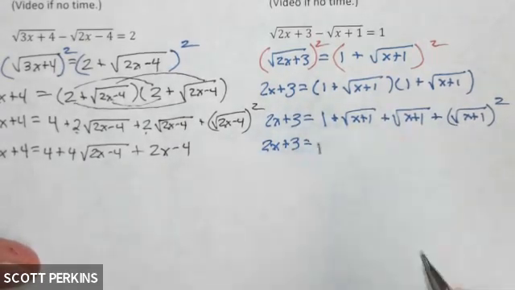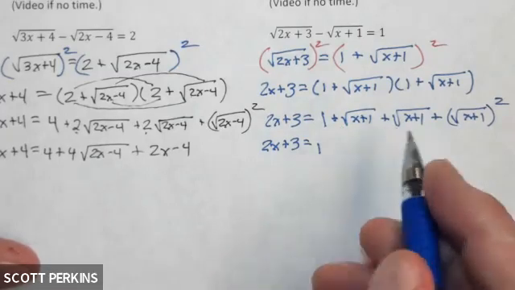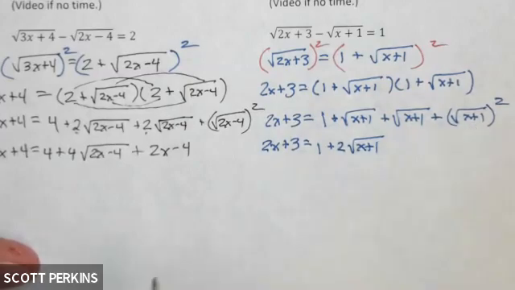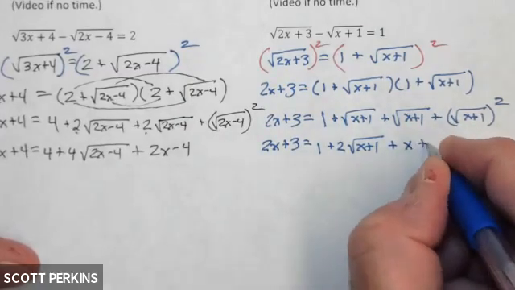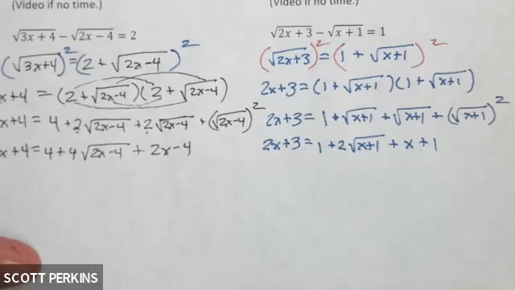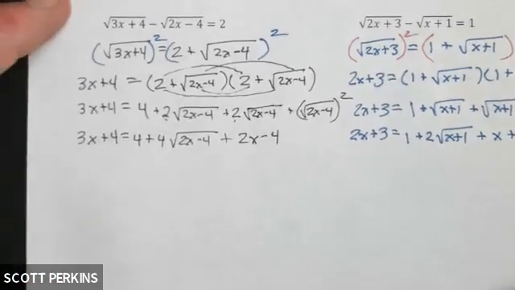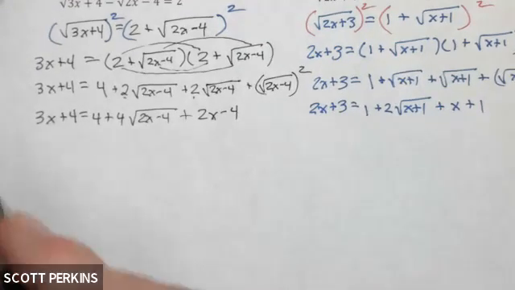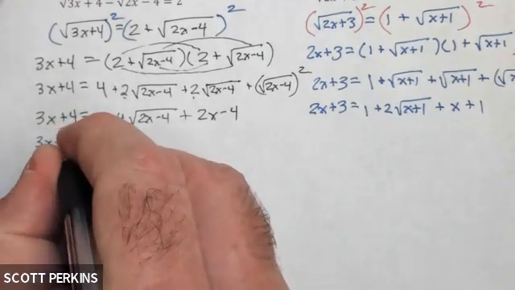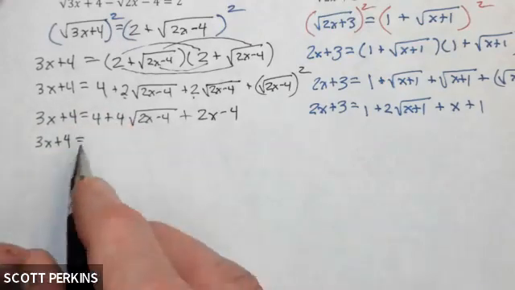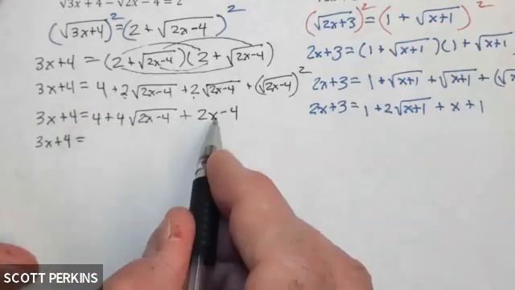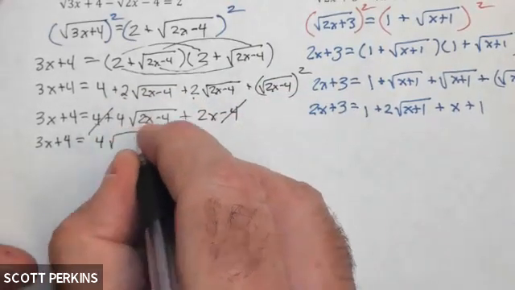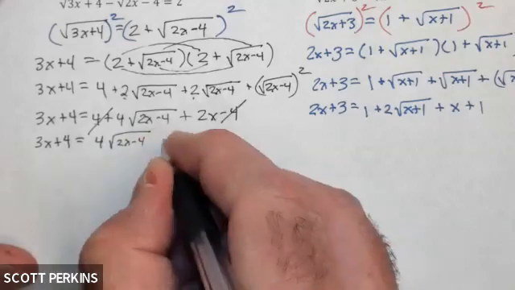So I've got one of these plus 1 more of these, that's 2. And then the square root of x plus 1 squared is x plus 1. All right, so on my problem, I'm going to do one more like terms, and then I'm going to do another step. So this 3x plus 4 is completely bored because it's just sitting there. On the other side, I've got 4 minus 4. Those cancel. And so I'm left with 4 times the square root of 2x minus 4 plus 2x.